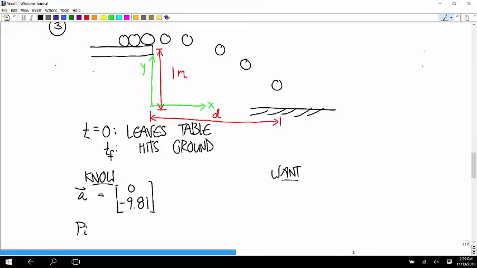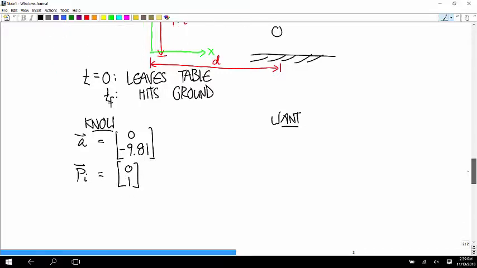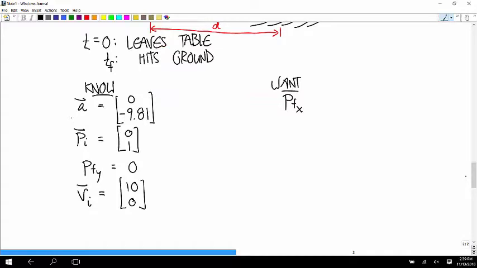The initial position vector is 0, 1. The final position vector, we're trying to find pfx, and we know that pfy is equal to 0. The initial velocity vector is positive 10 for x and 0 for y, and we don't know the final velocity vector. Okay, there's no equation that works for finding pfx, so we have to try to find tf and see if we can use that to give us an equation that works.